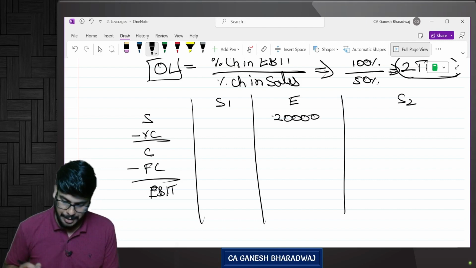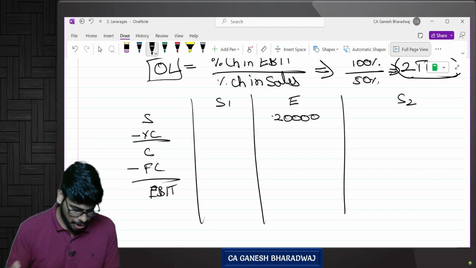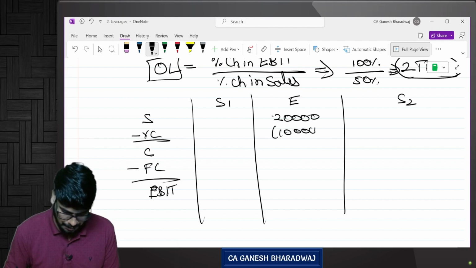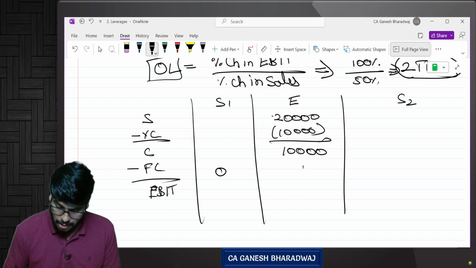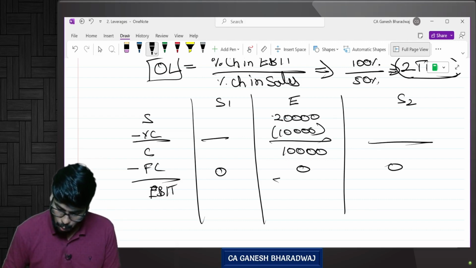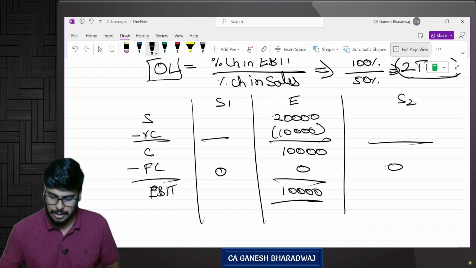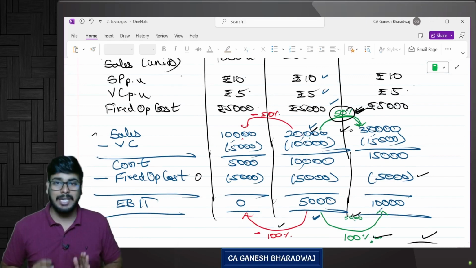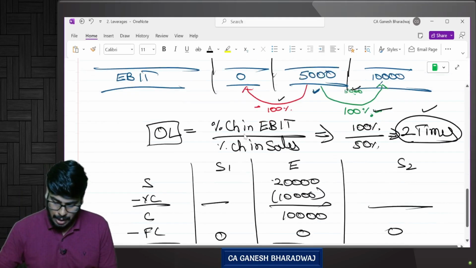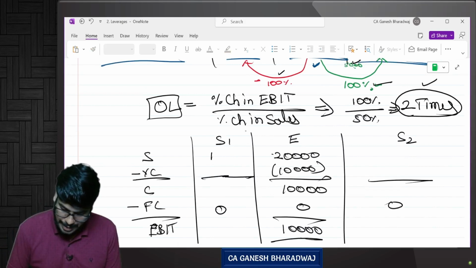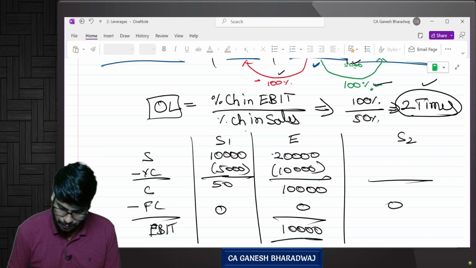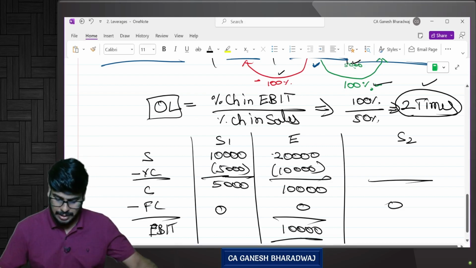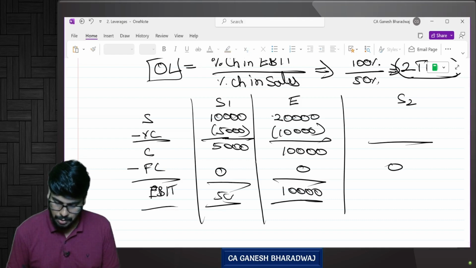Now you tell me, in the first existing scenario, the sales is how much? 20,000. Variable cost is 10,000. Your contribution is 10,000. And the fixed cost in all the three cases, let us take it as 0. So your EBIT will be 10,000. I'm just copy pasting the figures from here, just that now I'm taking fixed operating cost as 0. Now, in scenario 1, my sales is 10,000. Variable cost, 5,000. Contribution becomes 5,000. Fixed cost is 0 here. My EBIT is going to be 5,000.